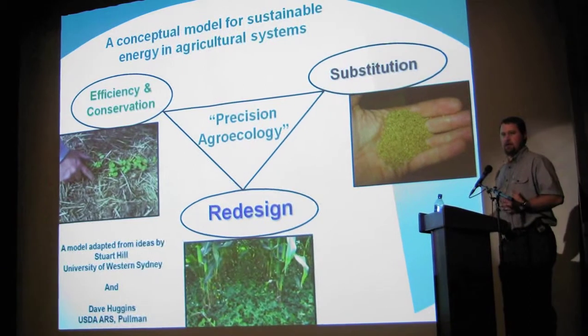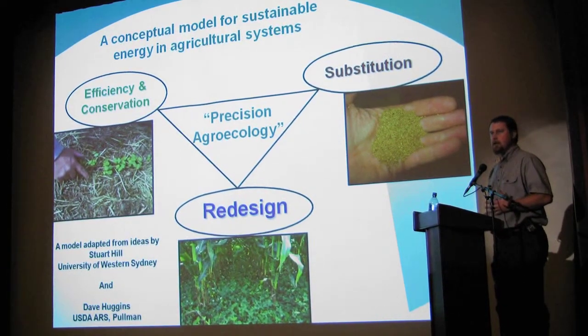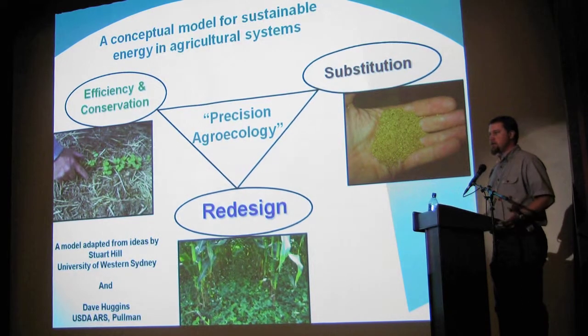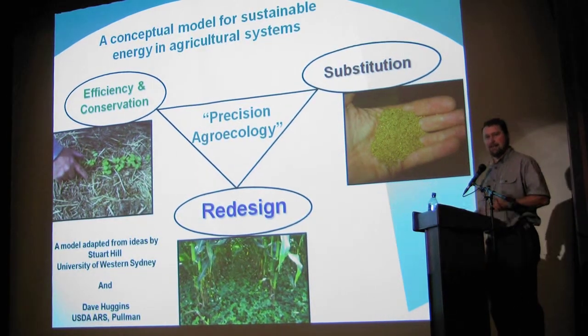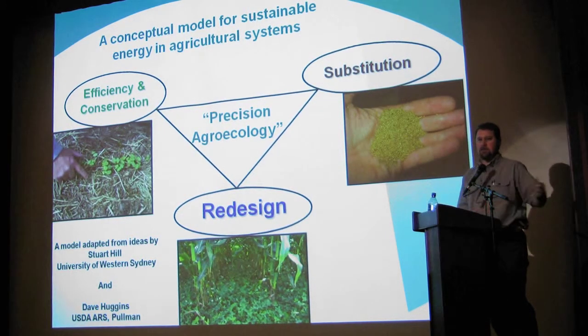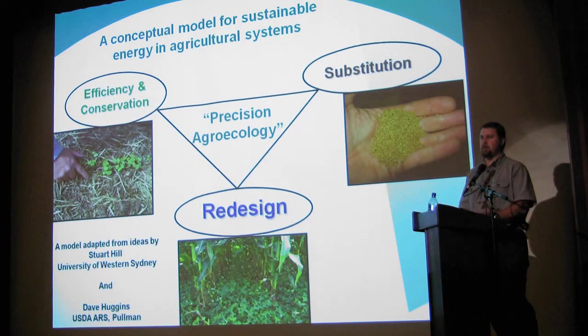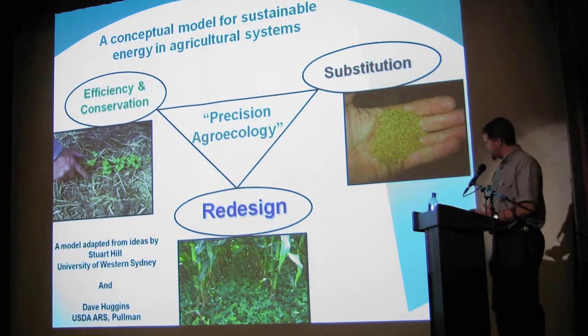Substitution. We have a lot of materials that we use that were based on petrochemical inputs, much of which we can actually substitute another product for. Essentially, that's what a lot of organic agriculture has become. We substitute a product that comes from a petrochemical base with another product that comes from a biological base.